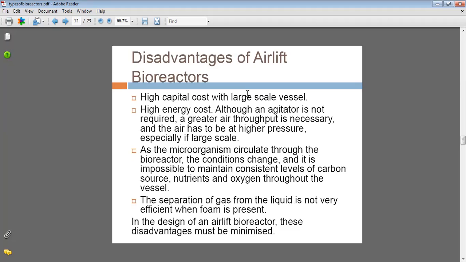Disadvantages are high capital cost with the large scale vessel. High energy cost, although an agitator is not required, greater air throughput is necessary, and the air has to be at higher pressure, especially at large scale.